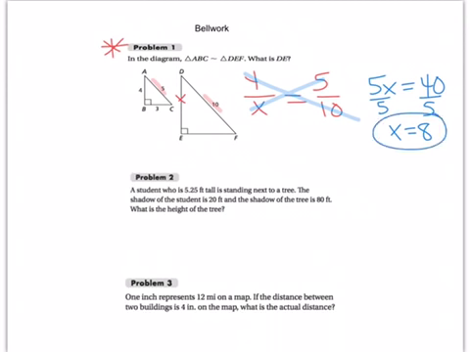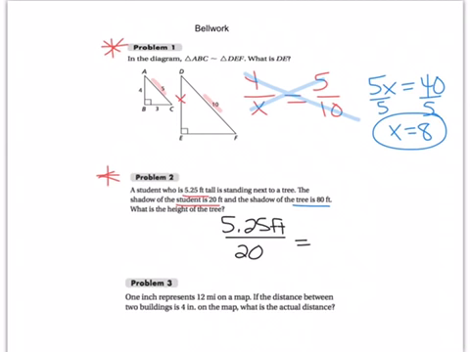Moving on to problem 2, it's a word problem. A student who is 5.25 feet tall is standing next to a tree. The shadow of the student is 20 feet. And then from there, it goes on to say the shadow of the tree is 80 feet. What is the height of the tree? So if I set up a proportion where I do 5.25 feet tall and the shadow is 20 feet, this is all for the person.